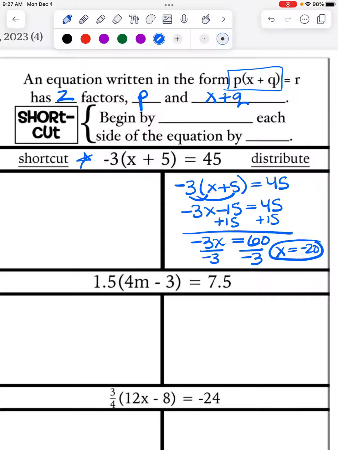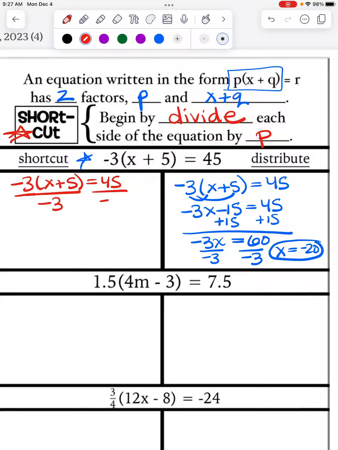All right, there's another way you can do that using a shortcut. And that shortcut is to divide both sides of the equation by the number in front of the parentheses, which we're calling p. So let's take the same equation and try it with the shortcut. I can divide both sides, the entire side, by -3, the number in front of the parentheses. Over on the left, -3 divided by -3 gives me just 1, and so it cancels out. And all I have left on the left side is x plus 5.